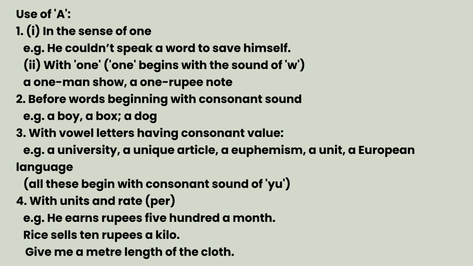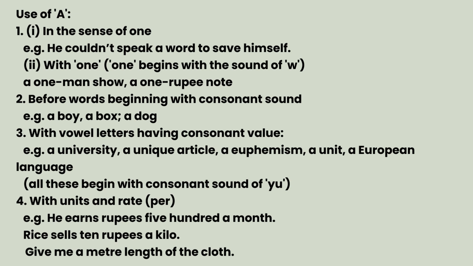Use of a. One, in the sense of one. E.g., he couldn't speak a word to save himself. Two, with one, which begins with the sound of W. A one-man show, a one-rupee note. Two, before words beginning with a consonant sound. E.g., a boy, a box, a dog.